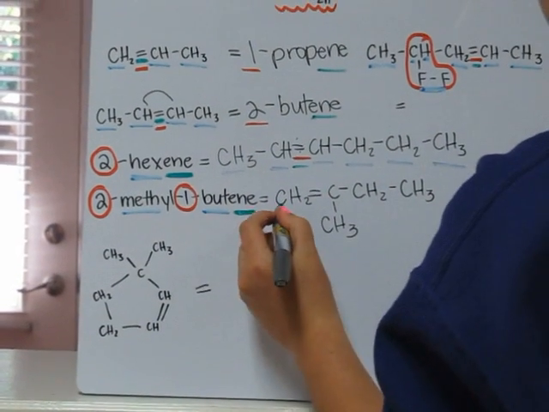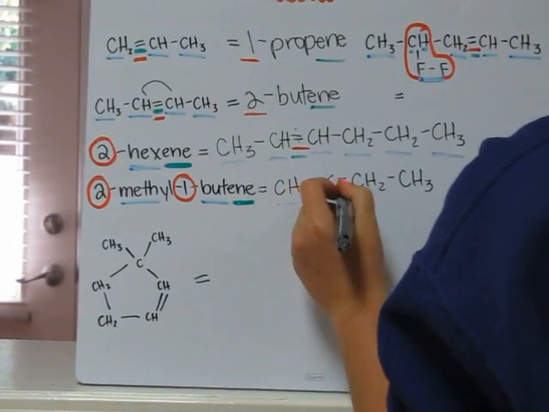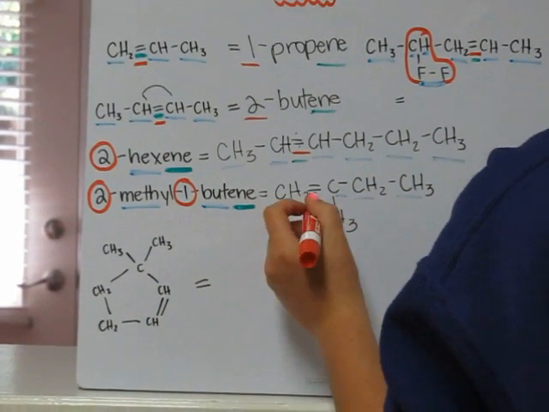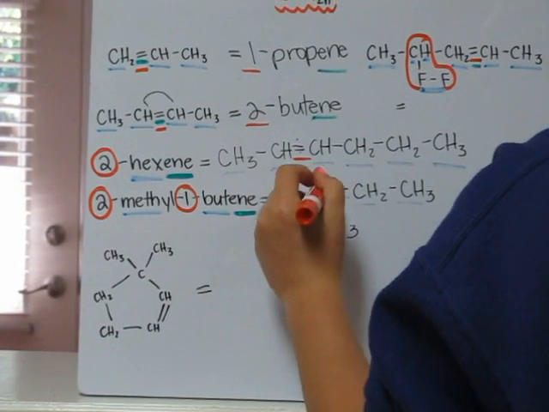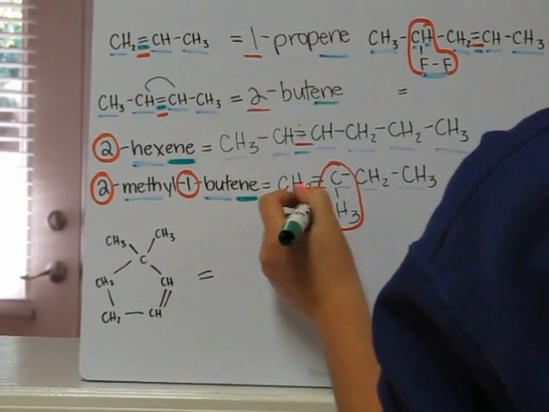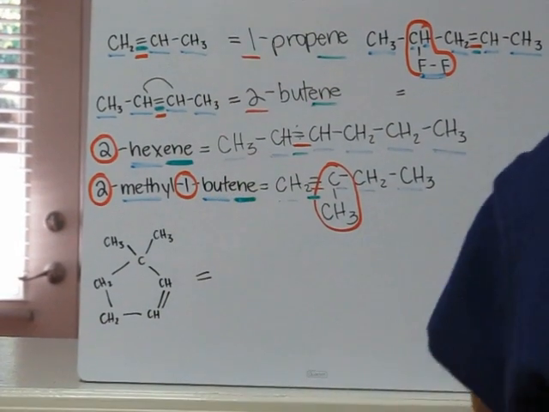So we have 1, 2, 3, 4 for but, and then our double bond is here, and our 2 is right here, and then the double bond gives us -ene.